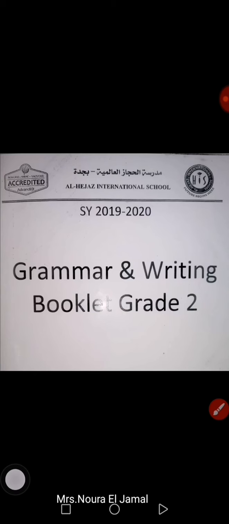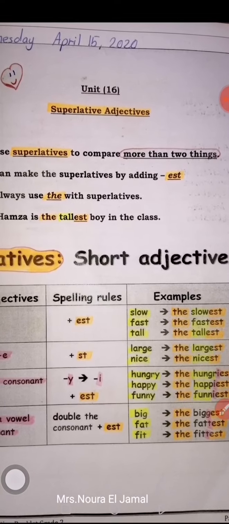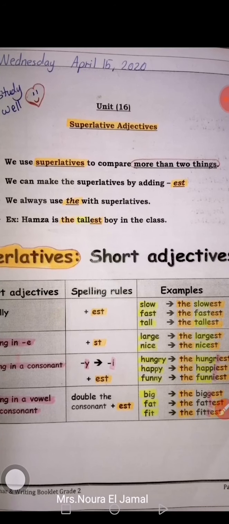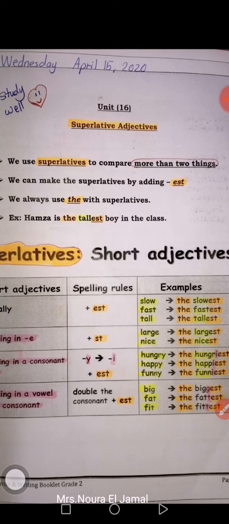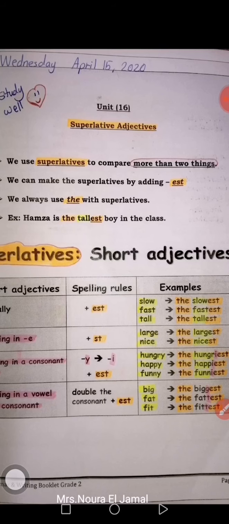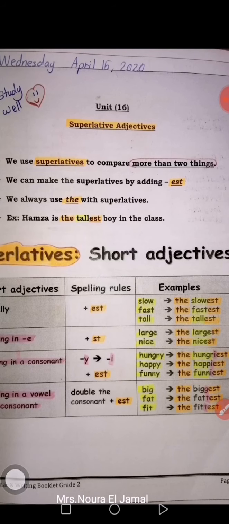Now let's move to our grammar and writing booklet. Get it out and open page 83. Unit 16, superlative adjectives. We use superlatives to compare more than two things, as I told you. We can make the superlatives by adding est. We always use the with the superlatives. Example here, Hamza is the tallest boy in the class. We just put the before the adjective and est after the adjective. It became the tallest.